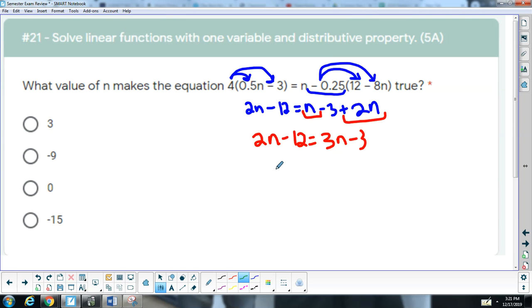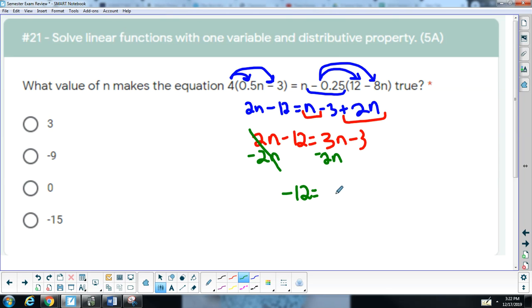Now I see I have n's on both sides of my equation, so I want to get them on the same side. So I'm going to subtract my 2n. I always like to move my smaller number because it's going to keep my variable positive as long as possible. So those eliminate, and we have negative 12 on the left side. 3 minus 2 would give me a 1n, or just n.